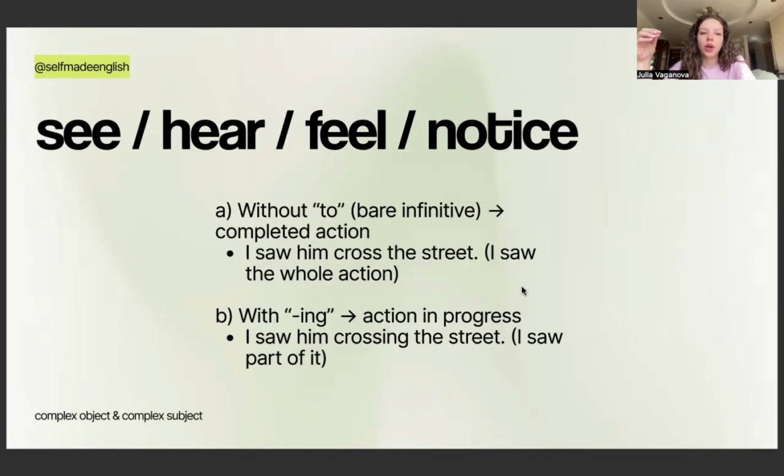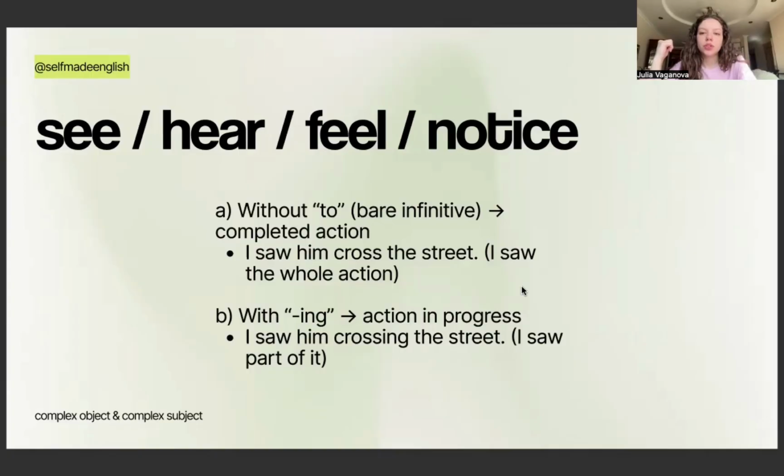At the same time, we have some verbs which require to and do not require to after them. For example, if we use these verbs in the slide without to, which is bare infinitive, it will refer to the completed action. I saw him cross the street. I saw the whole action from the beginning till the end. I saw him cross the street. But if we say I saw him crossing the street, right? So the -ing form always reminds us that the action was in progress.